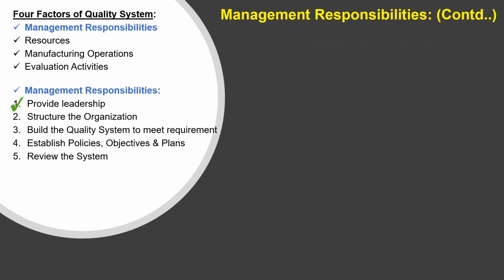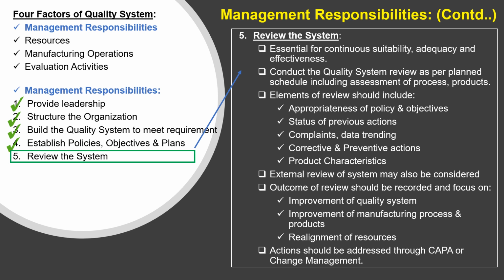From management responsibilities, we have seen the first four points. Now, the last and the most important point is the review of the quality system. Management should carry out a defined review at scheduled periods because it ensures continuous suitability, adequacy, and effectiveness of the system. This should be a pre-planned schedule for conducting the review, which should assess the process and the products that are handled at the site.